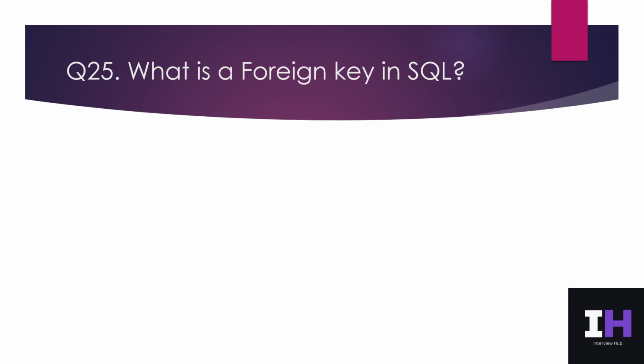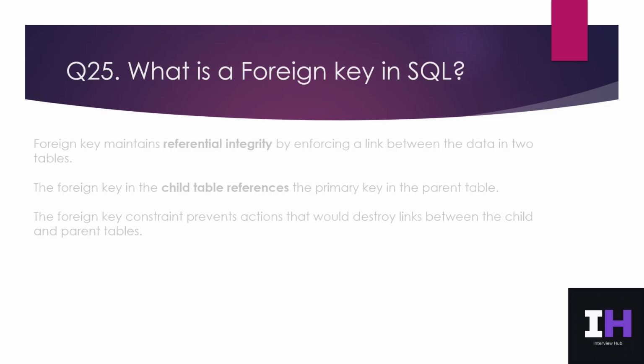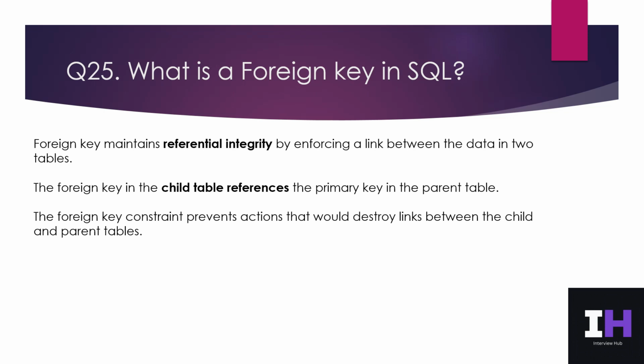Q25. What is a foreign key in SQL? Foreign key maintains referential integrity by enforcing a link between the data in two tables. The foreign key in the child table references the primary key in the parent table. The foreign key constraint prevents actions that would destroy links between the child and parent tables.